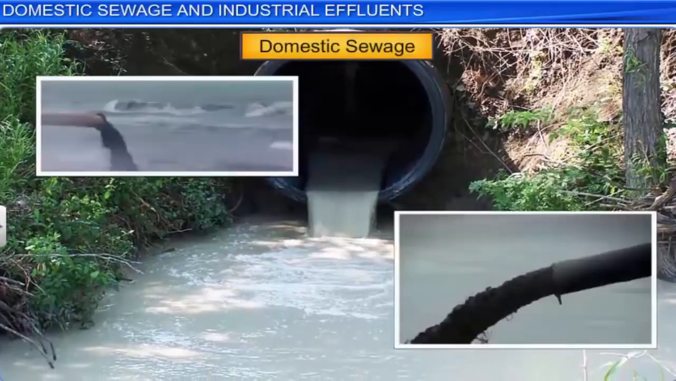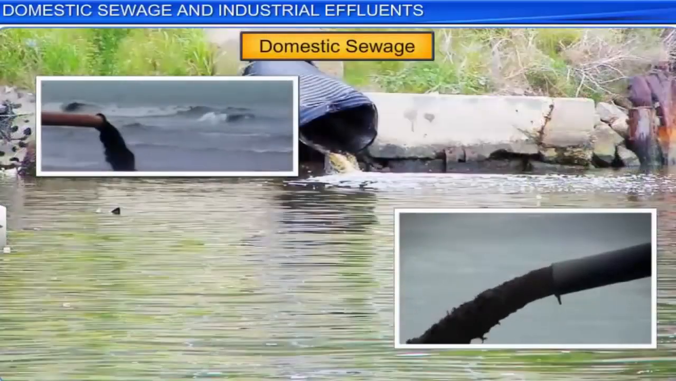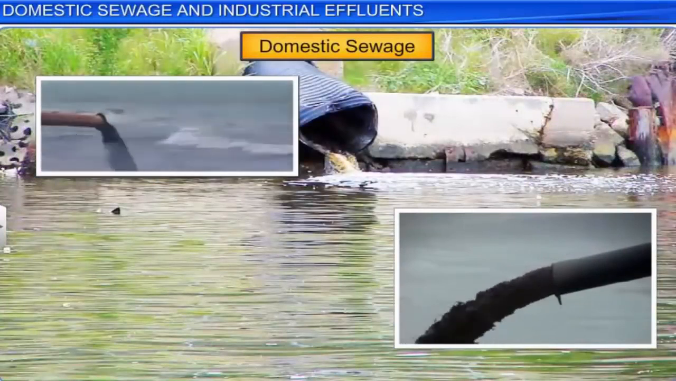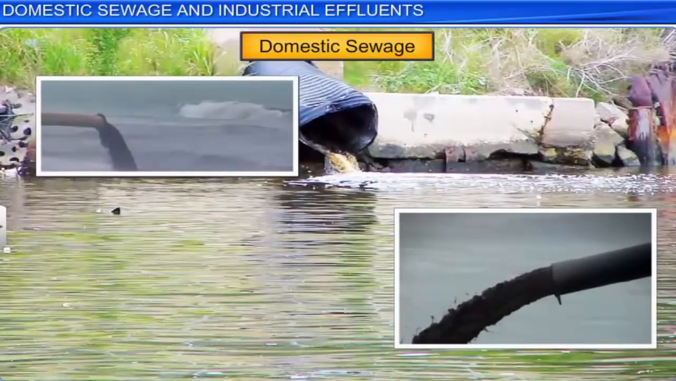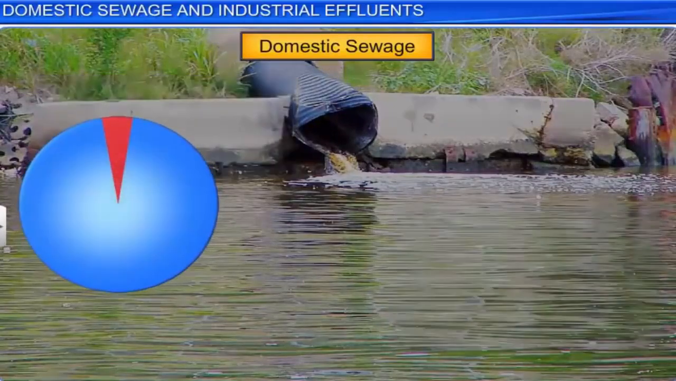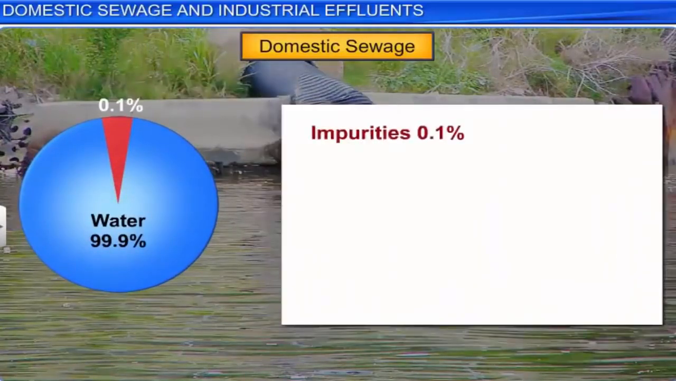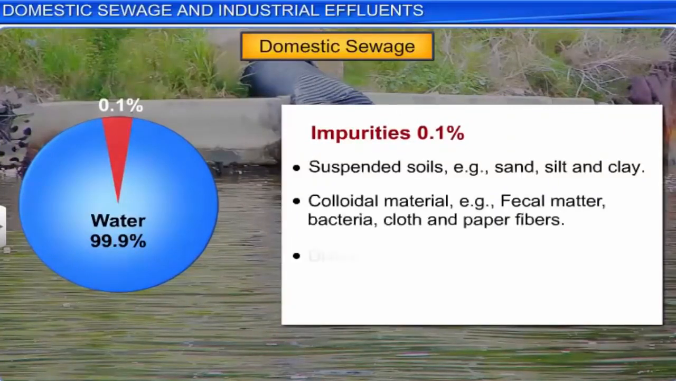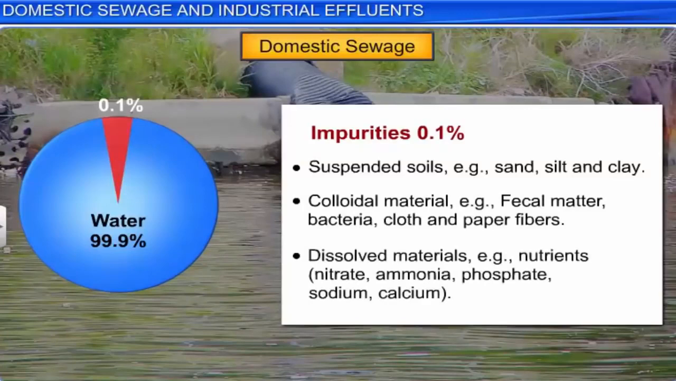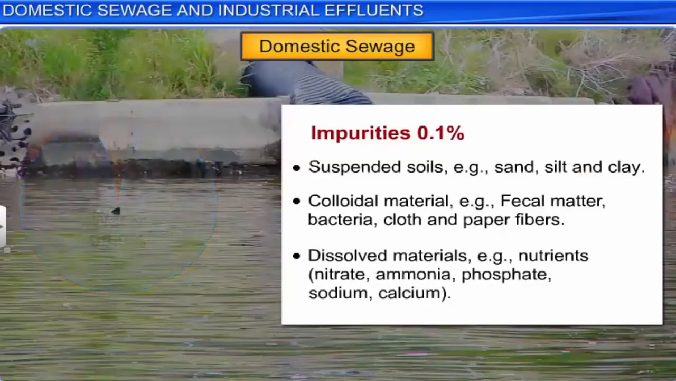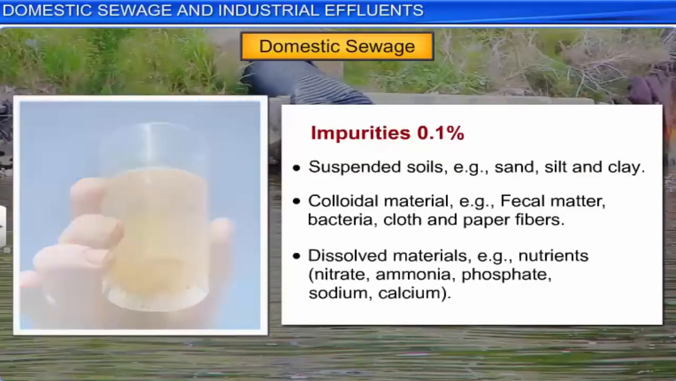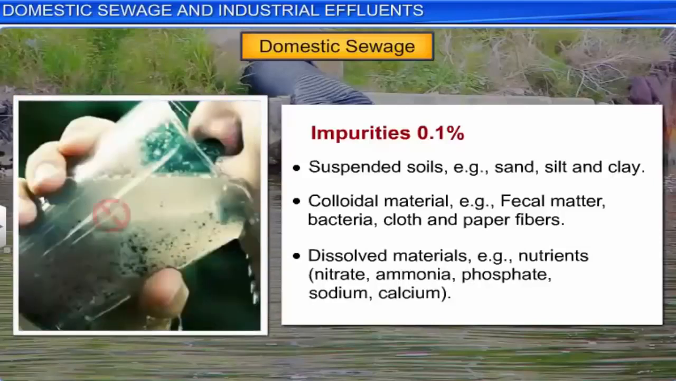The term domestic sewage refers to wastewater that drains from houses in a town or city. This domestic sewage contains about 99.9% water and 0.1% impurities such as suspended soils, colloidal and dissolved materials. Sadly, this small percentage of impurities makes water unfit for human consumption.